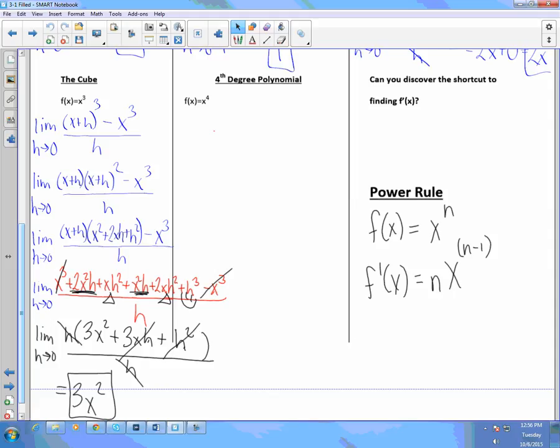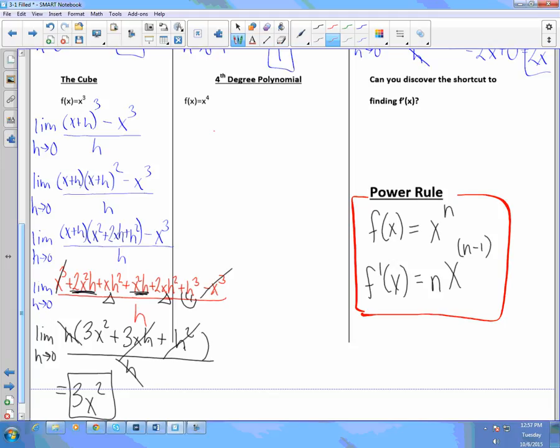Which actually each time was a monomial, but what was happening with the power? With x cubed, where did the 3 go? And with 5, and then what did the power do? Decrease by 1. So this is what we wrote down. This is the power rule, for all polynomials. Given any power, bring the power down in front and decrease the exponent by 1.